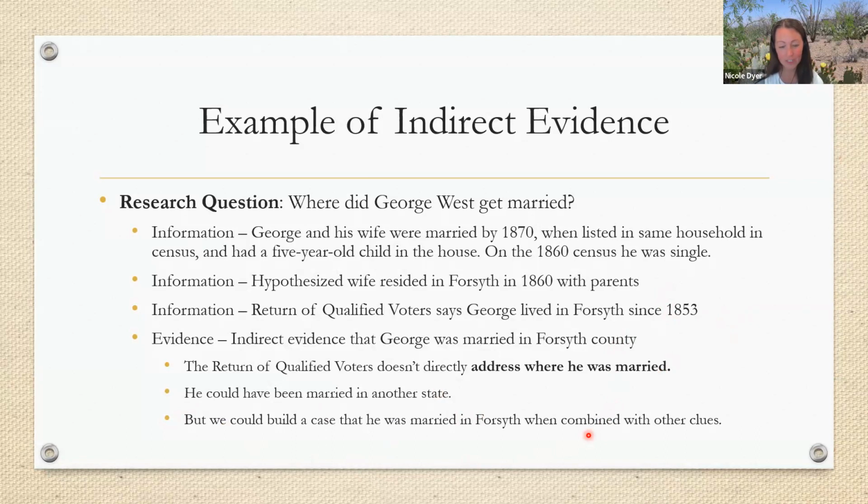So going back to our original question, the voter's return does give us direct evidence that he lived in Georgia in 1852 and did not live in Forsyth County. So we do have direct evidence from that record. And what a cool record that was. And what a great question.